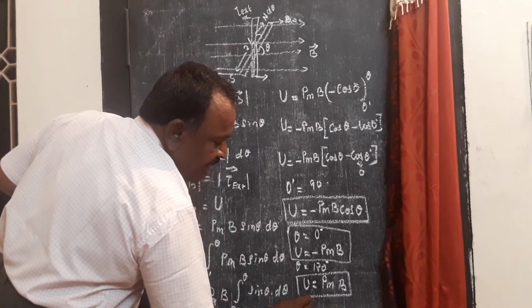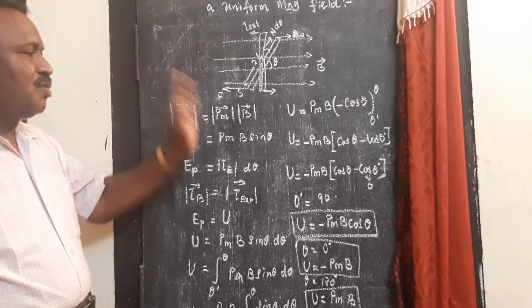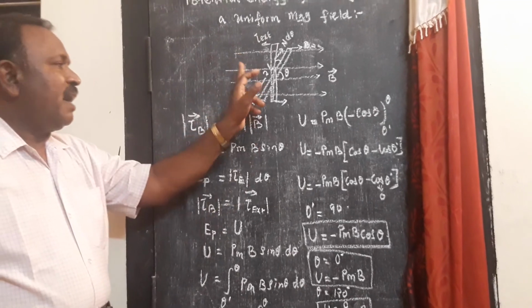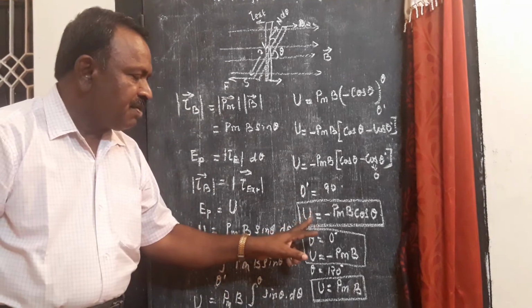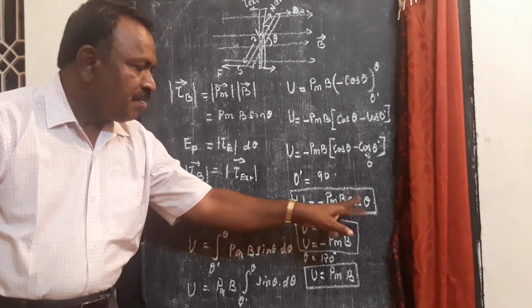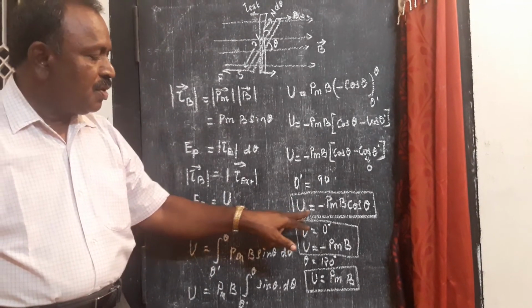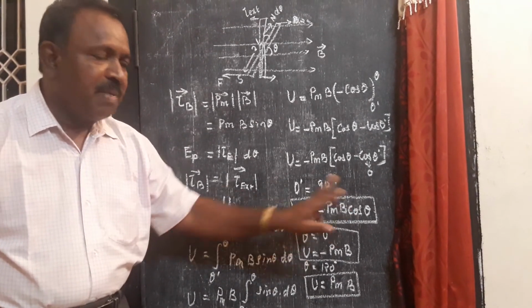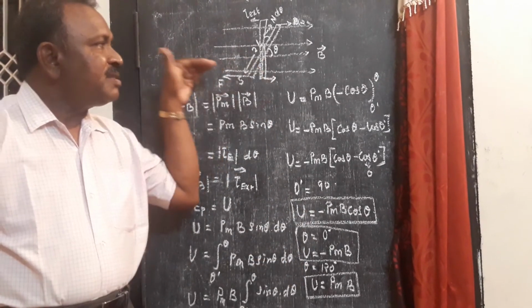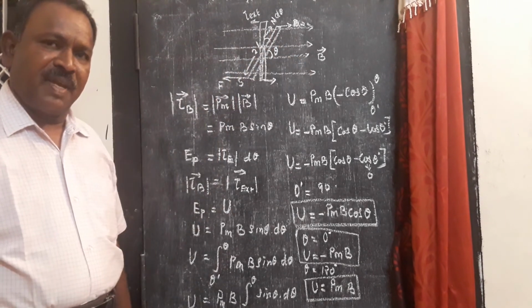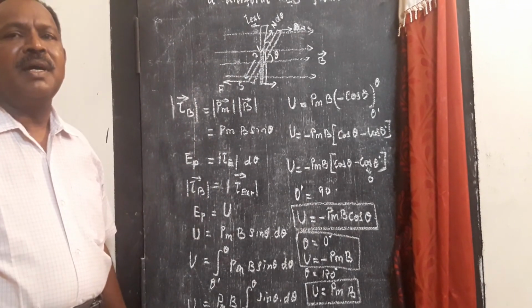Thus we see that when a magnet is kept in a uniform magnetic field, that magnet will possess potential energy. That potential energy is given by the formula minus Pm B cos theta. It can also be written as a dot product: U is equal to minus Pm dot B. Potential energy is minimum when the magnet is aligned in the direction of the magnetic field, and it is maximum when it is aligned anti-parallel to the magnetic field.